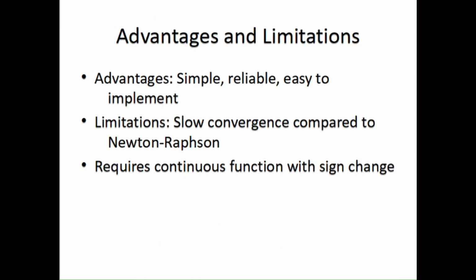Advantages and limitations. The advantage is reliability. If there is a root, bisection will find it. The limitation is speed. It converges slowly compared to Newton's method, another root finding method. Also, we need a sign change interval to begin with.